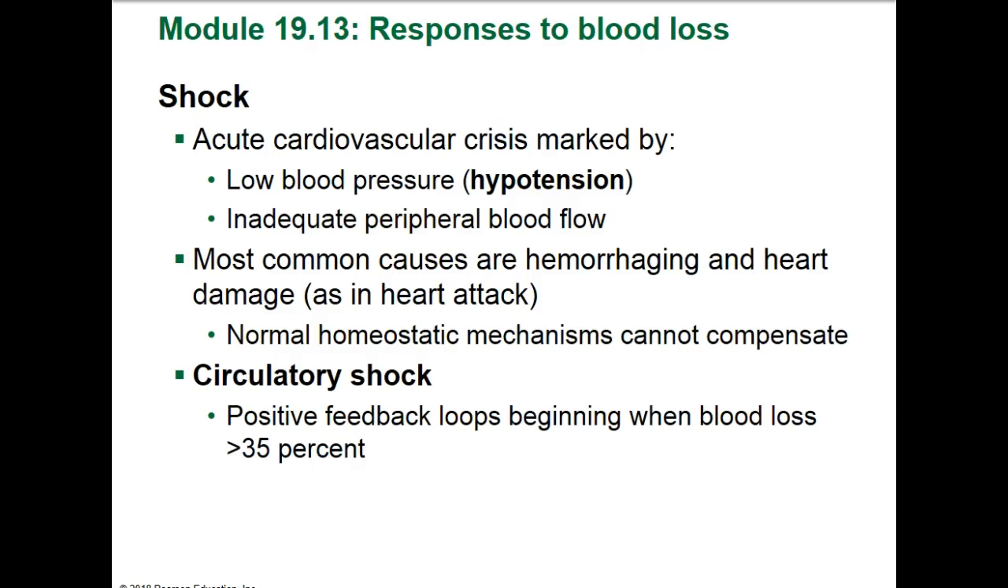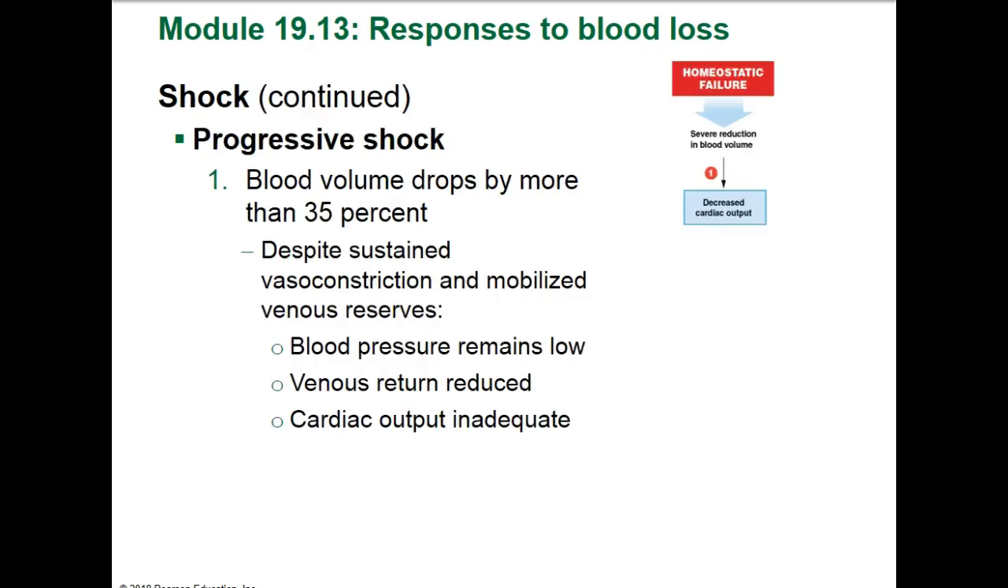And you go into circulatory shock, and this is a positive feedback loop that begins when blood loss is greater than 35%. And as you might recall from 168, there are very few cases where we talk about positive feedback loops. There are only two we've talked about before, really: blood clotting and childbirth. Okay, so we have this progression here.